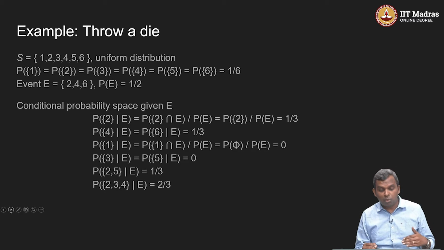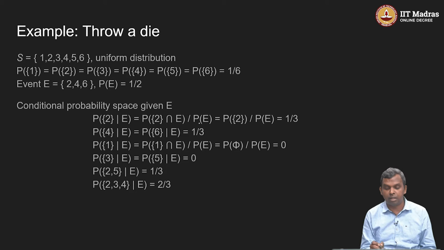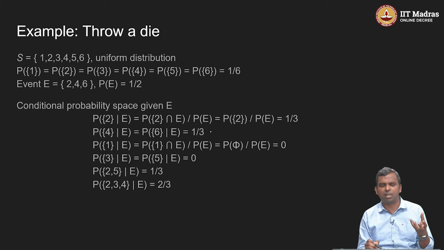So if we move to the conditional probability space given E, you have {2, 4, 6} as your sample space, and then you have all these events inside it. You could have 2 given E. What is the probability of 2 given E? It's the probability of 2 intersect E divided by P of E. And what is 2 intersect E? 2 intersect E is 2 itself. So probability of 2 divided by probability of E. That's 1 by 6 divided by 1 by 2, that's 1 by 3.